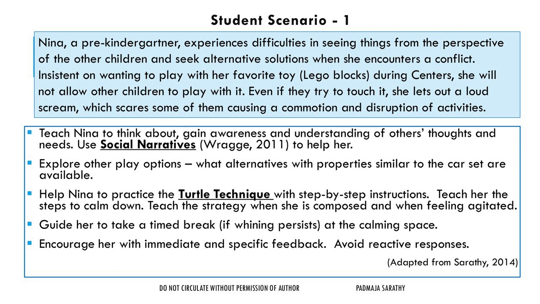For example, insisting on wanting to play with her favorite toy, which is Lego, during center time, she will not allow other children to come near the Lego. When they come, she will scream. Somehow she feels it's her toy, and she has difficulty giving up her turn with the Lego, and it causes a commotion in the classroom. So what can we do?